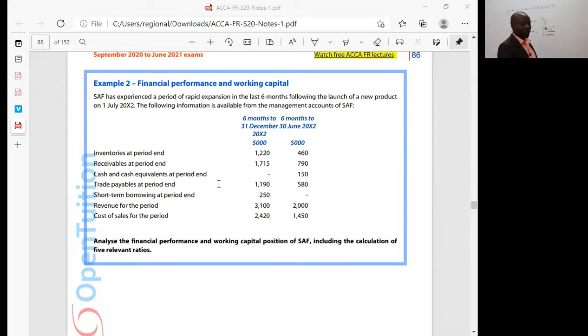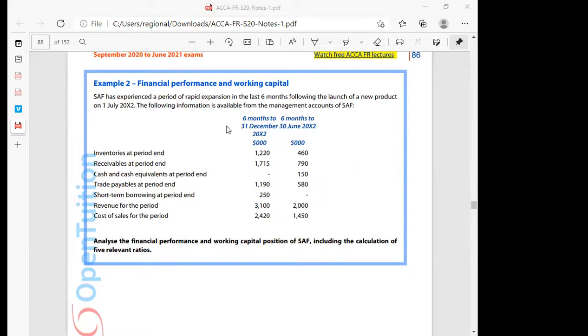So I would want us to look at this particular example. We are told here SAF has experienced a period of rapid expansion in the last 6 months. Please underscore the words 6 months. During the launch of a new product on 1st July 2012. The following information is available from the management accounts of SAF. So you can see these are 6 months financial statements, 6 months financial metrics, 6 months only.